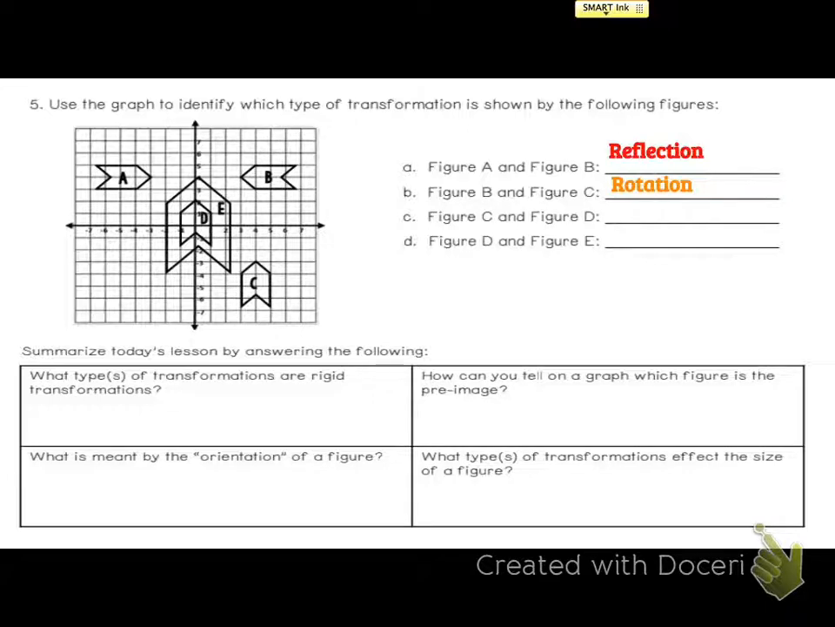And figure C and figure D, what did they do? Translation. It's a translation. It's a slide. And figure D and figure E, what? It's a dilation.